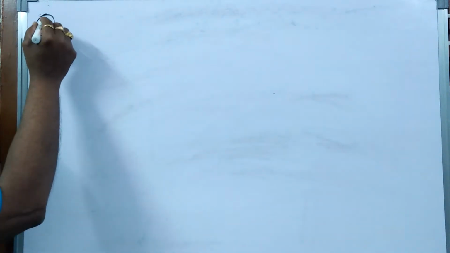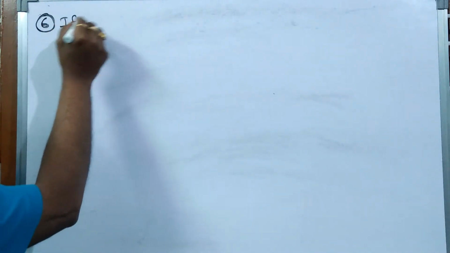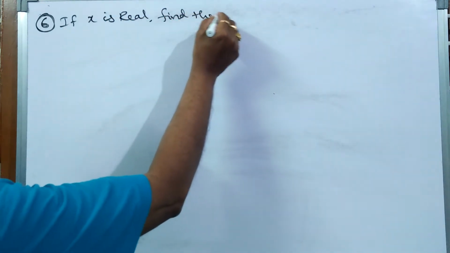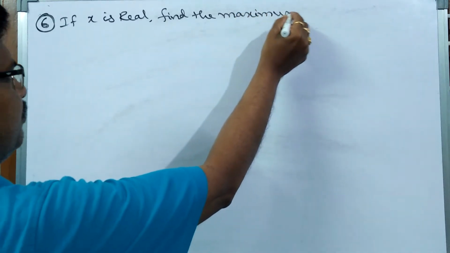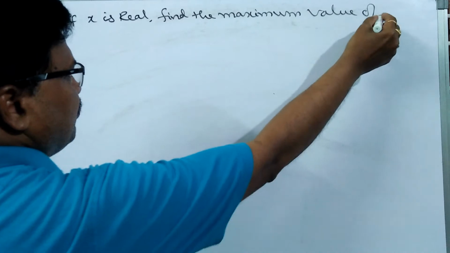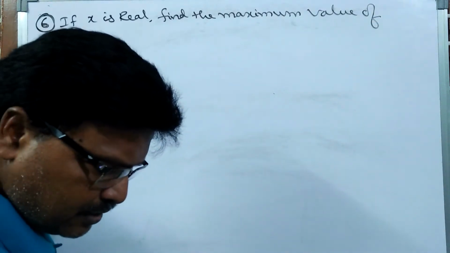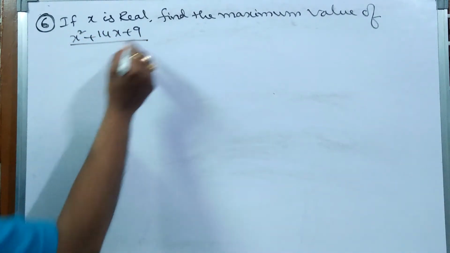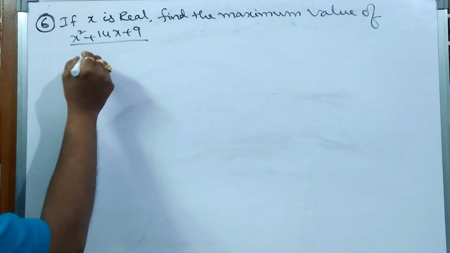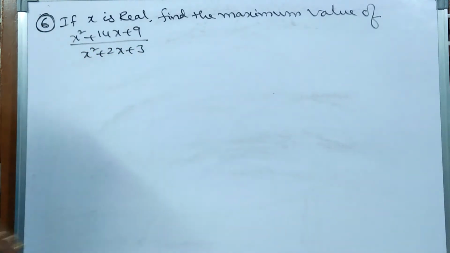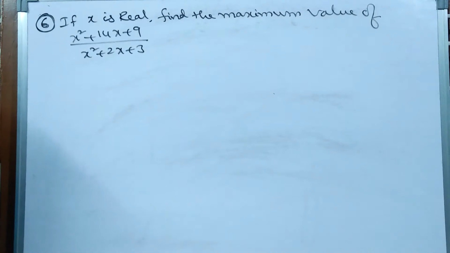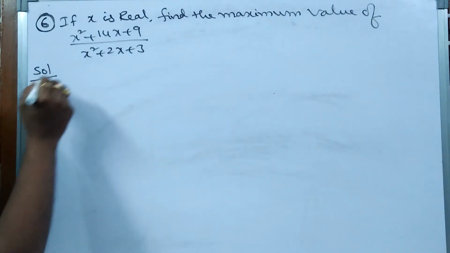Next problem, problem number 6. Note down the problem number 6. If x is real, find the maximum value of x square plus 14x plus 9 by x square plus 2x plus 3. If x is real, find the maximum value of x square plus 14x plus 9 by x square plus 2x plus 3. Let us see the solution of this one.